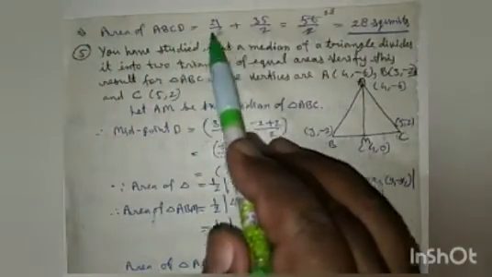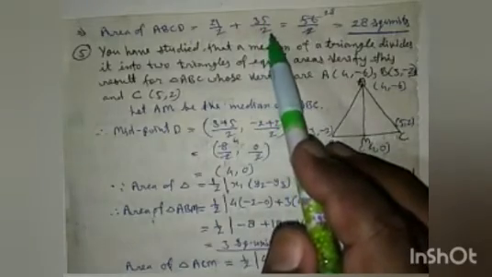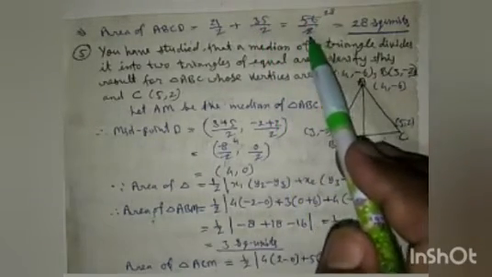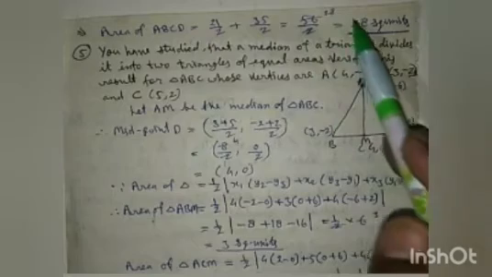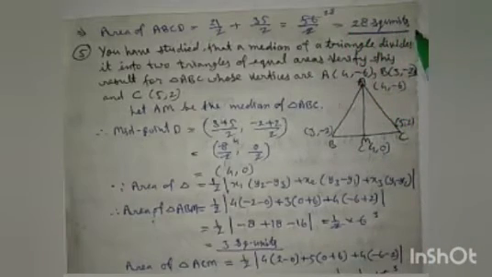Now the area of quadrilateral ABCD is equal to area of triangle ABC plus area of triangle ADC. Area of quadrilateral ABCD is equal to 21 divided by 2 plus 35 divided by 2, which is equal to 56 divided by 2, and which is equal to 28 square unit.